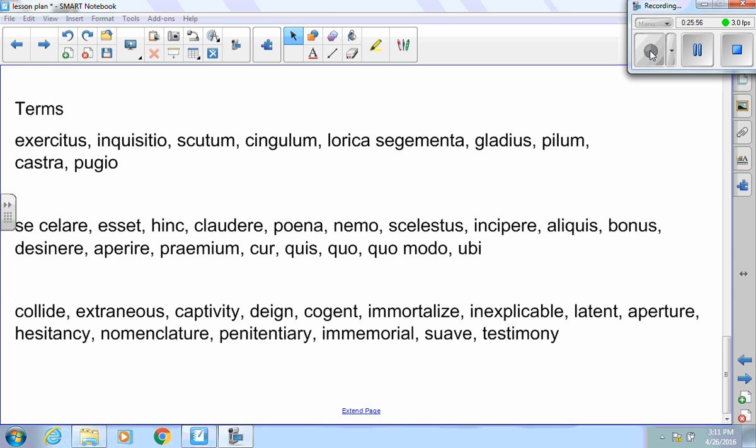Next, we have the English words. To collide is to harm by coming together with a violent impact. You collide with someone. Extraneous is coming with something that's not essential. Captivity is the state of being a prisoner or being captured. Deign is to condescend, to give or grant as being worthy. Cogent is forcefully convincing. Immortalize, to make something godlike.